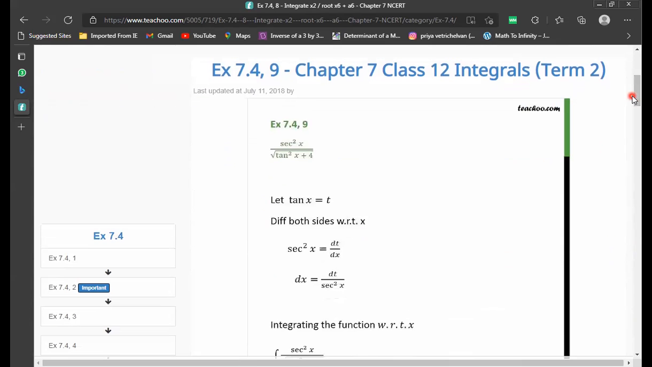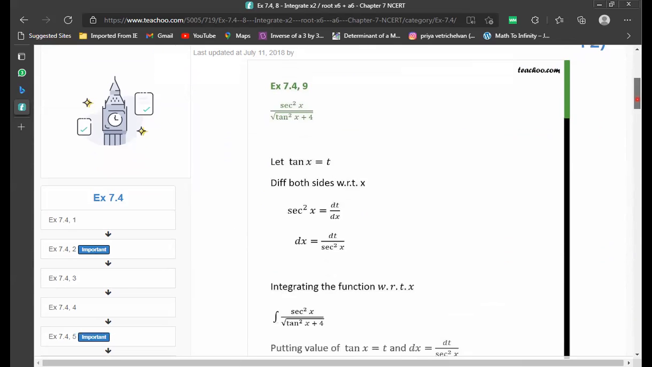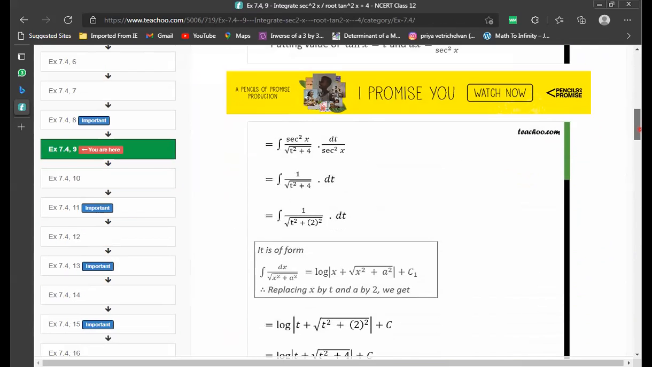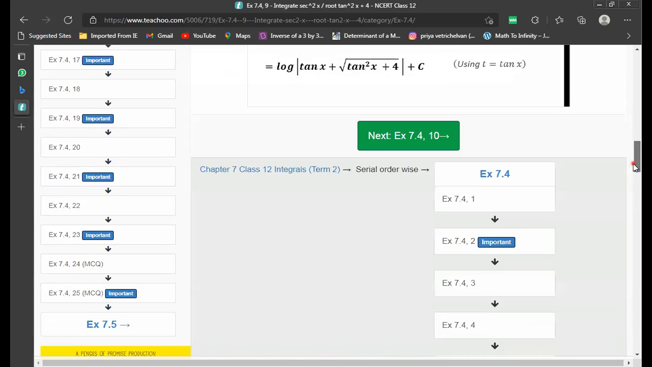Secant square x upon square root of tan square x plus 4. So we are taking tan x as t and we are differentiating it. Differentiation of tan x is secant square x. We already know that. So this secant square x and this secant square x will cancel out each other. It will be 1 upon square root of t square plus 4. 4 can be written as 2 square. And we know the formula for t square plus a square, which is log of x plus square root of x square plus a square.